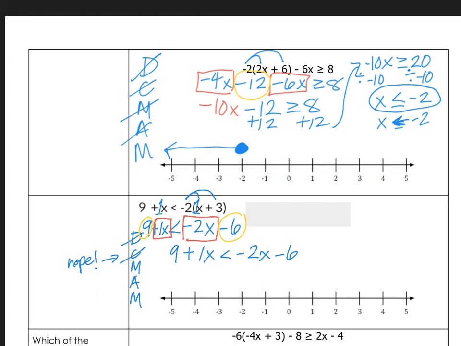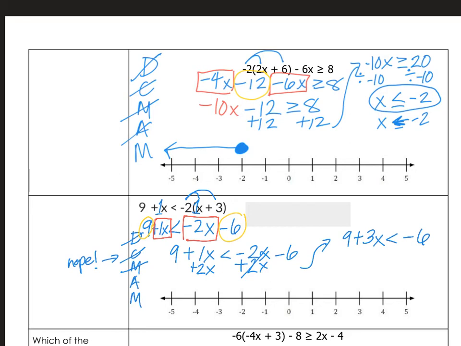And it looks like we need to. So we're going to move the smallest variable. And the smallest one is the -2x. So to get rid of it, I'm going to add 2x on both sides. When I do that, I get 9 plus 3x is less than negative 6. I moved that variable, and so I'm going to go ahead and cross off my M.